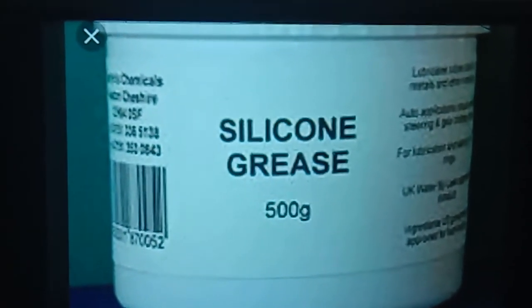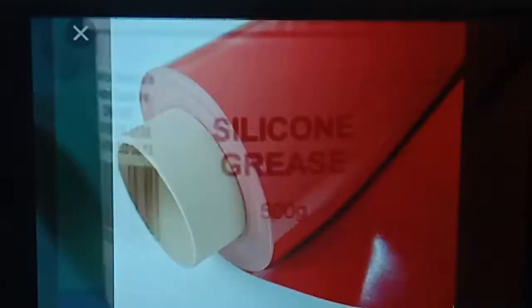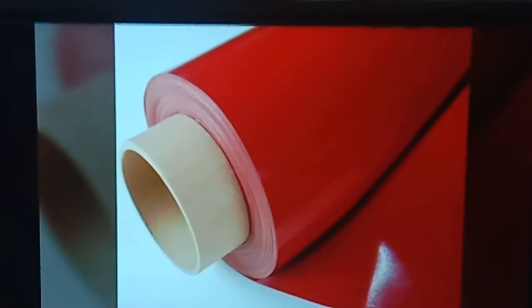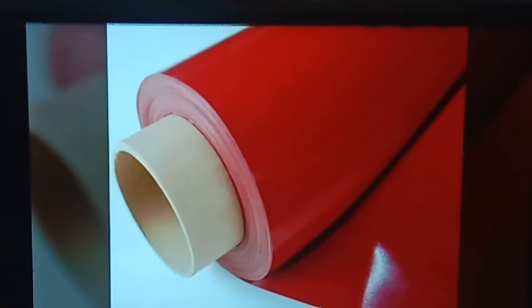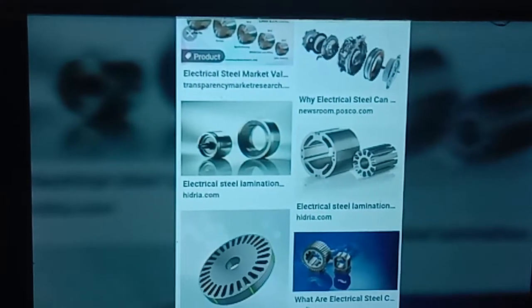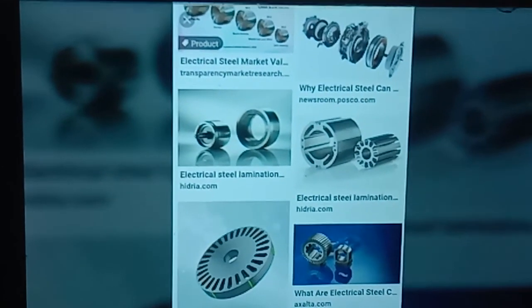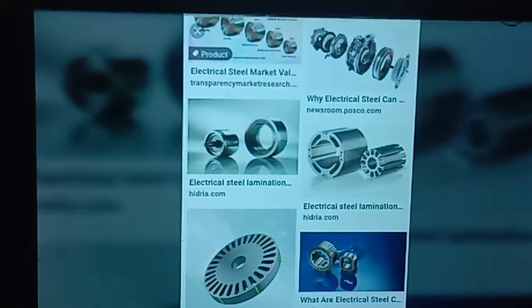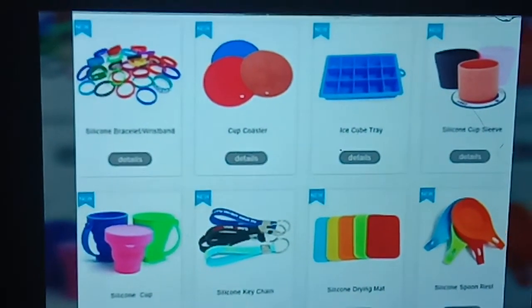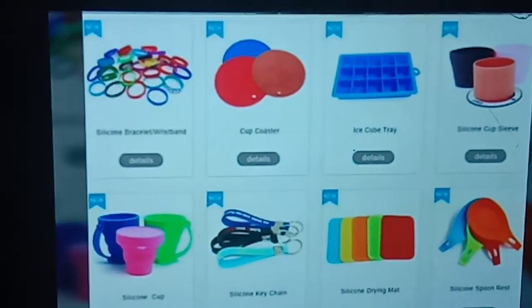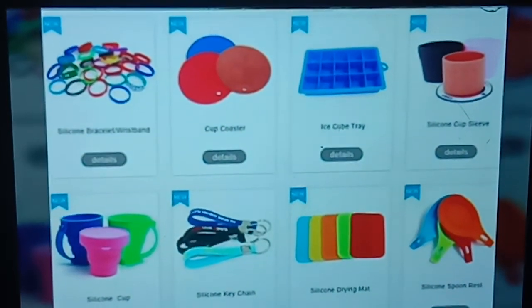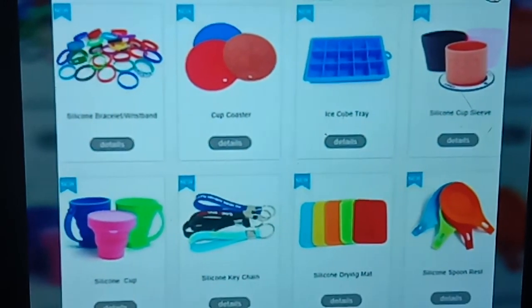And more than that, the usage of waterproof sheets, which are useful in the household. And another most important use is electrical motor equipment also. And then another use is the many varieties of materials used in daily life. Okay, these are the uses of silicones. I hope you understand.